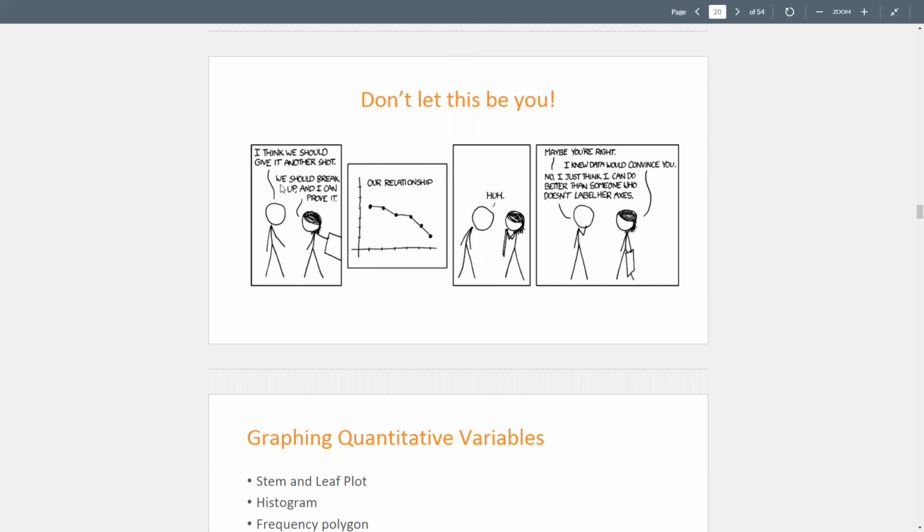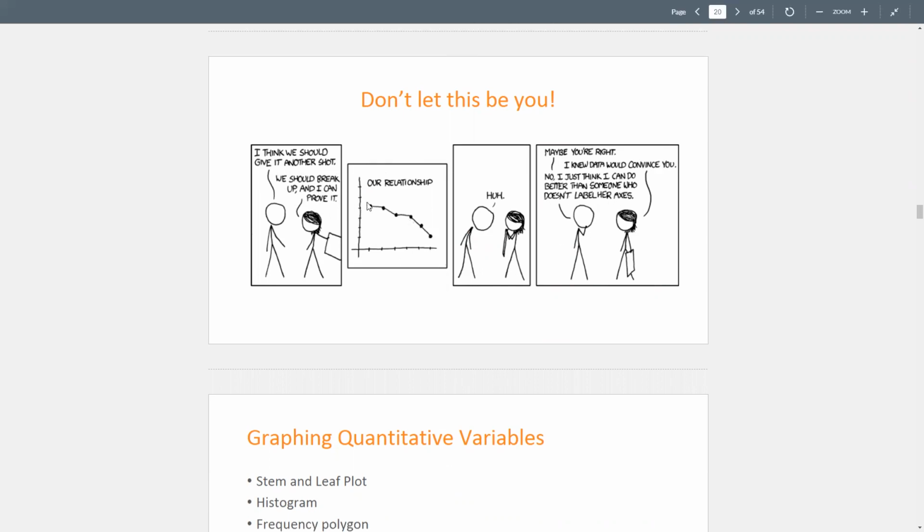I think we should give it another shot. No, we should break up. I can prove it. She has this graph of their relationship. He looks at it and goes, you know, you're right. I knew this data would convince you. No, I just think I can do better than someone who doesn't label her axes.